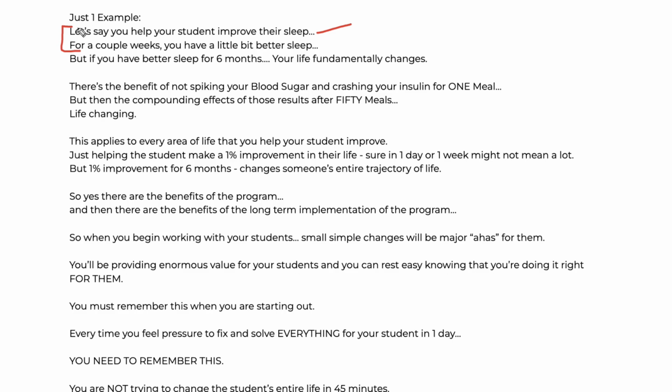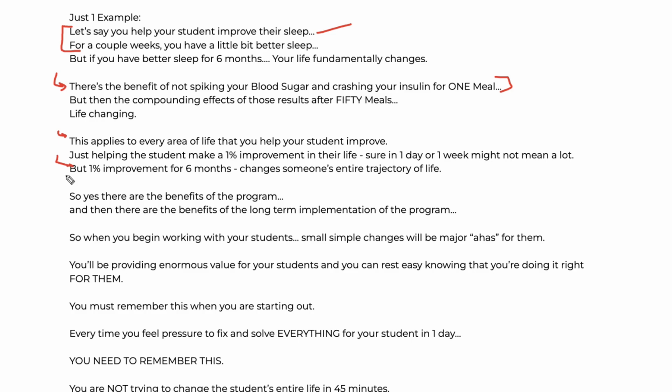In the same way, the benefit of not spiking your blood sugar or crashing your insulin for just one meal, right? That's one benefit, just for one meal. But then there's the compounding effect of those results for 50 meals. Well, guess what? That's life-changing. And so this applies to every area of life that you help your student improve. Just by helping your student make a 1% improvement in their life, sure, in one day, in 1 week, that might not mean a lot, right? And so for beginner RWPs, they're judging themselves on like a 1 day, like, okay, I got to get on this session, and this person has to walk away from this session thinking that their entire life has changed. We're talking about a 1% improvement, right? But that 1% improvement over the course of 6 months, guess what? Changes someone's entire trajectory of life.